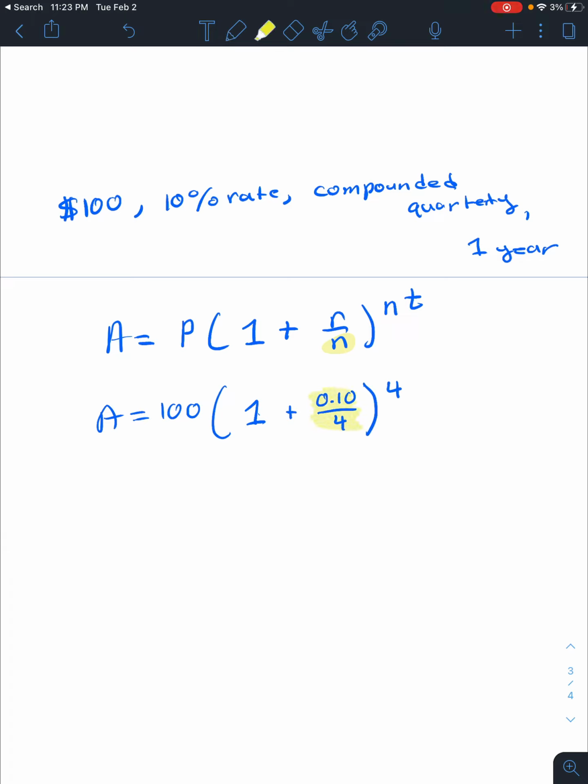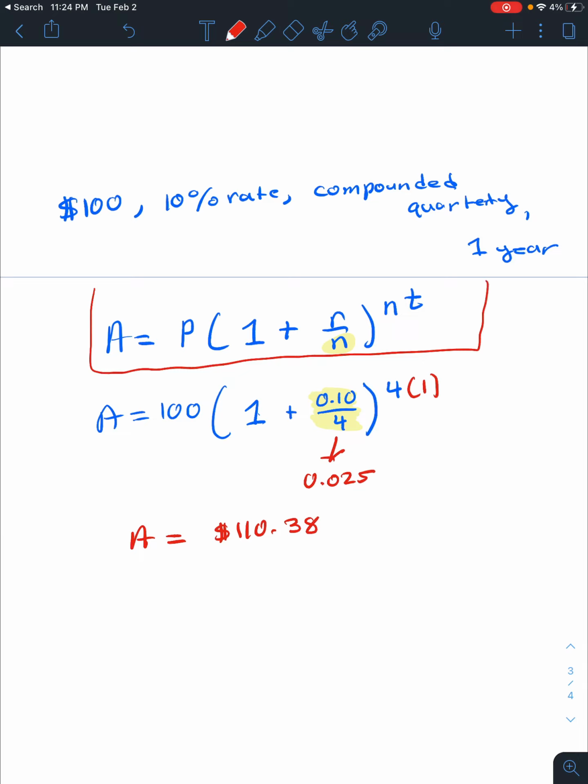It's because I'm taking this new rate. Remember this? This part was the 0.025. So that's what I got by dividing by 4. And then I'm going to do it 4 times. But instead of writing each parentheses 4 times and doing the long work, I'm doing it in a concise manner. And then the time is going to be 1 year. So I put a 1. And then if you solve this in the calculator, you get $110.38.